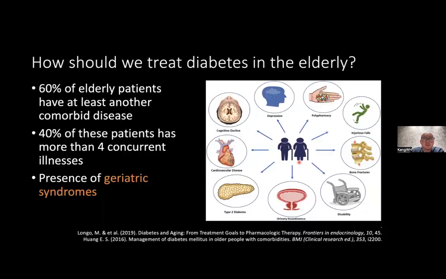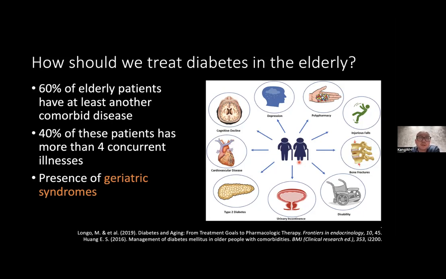Now we go to the main part of this talk: how should we treat diabetes in the elderly? In the general population, we talk about lifestyle intervention, and if the diabetes is poorly controlled or there are risks of complications, you want to prevent beta cell failure, so you start early and aim for an A1C of 6 to 7.5%. So how is this different from treating the elderly population?